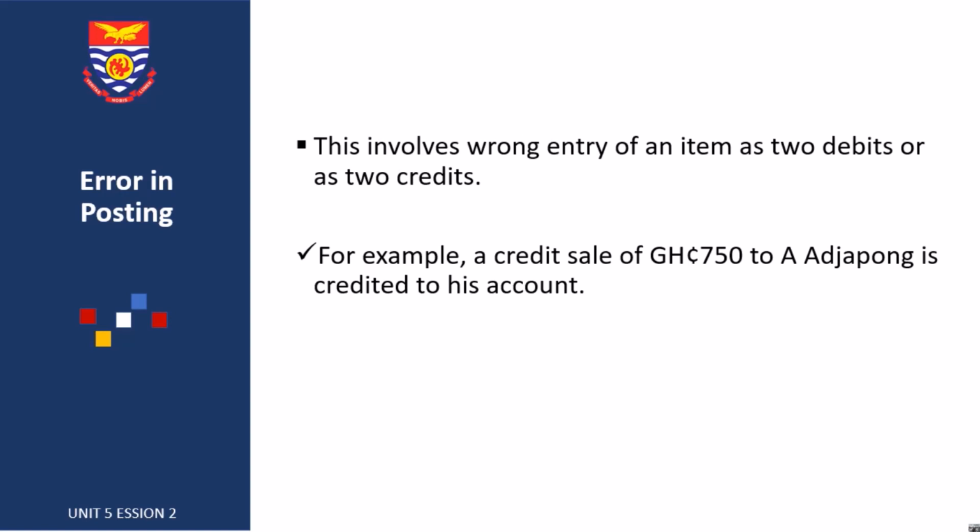Error in posting. This involves wrong entry of an item as 2 debits or as 2 credits. For example, a credit sale of 750 Ghana cedis to a Japan is credited to his account.